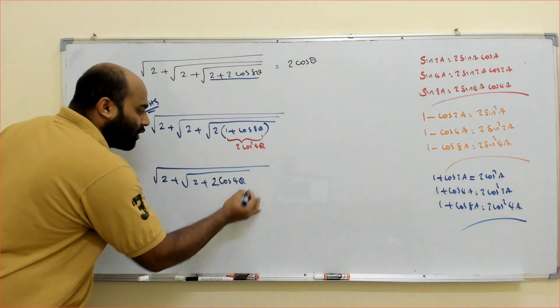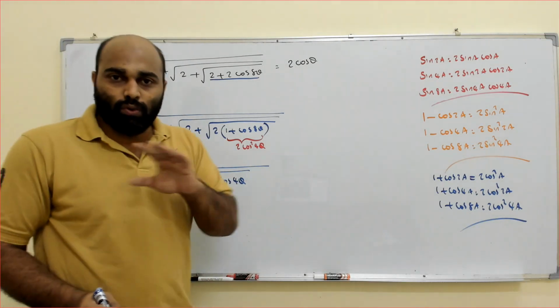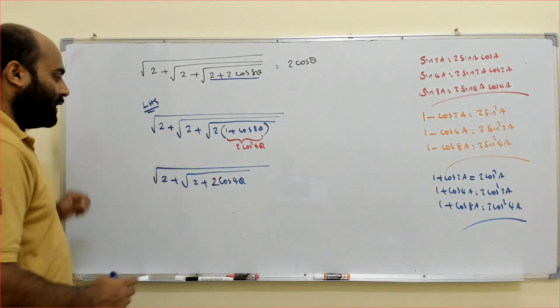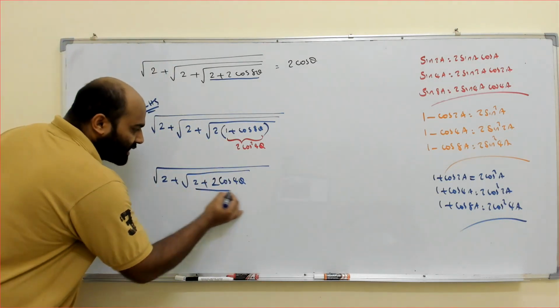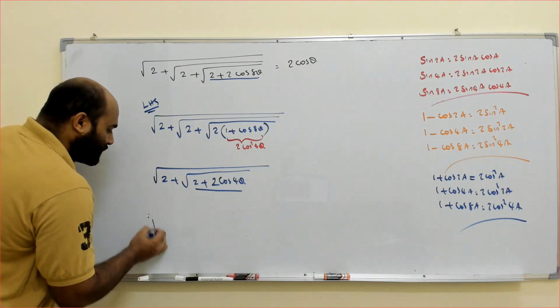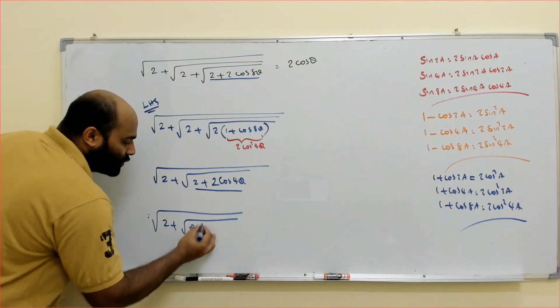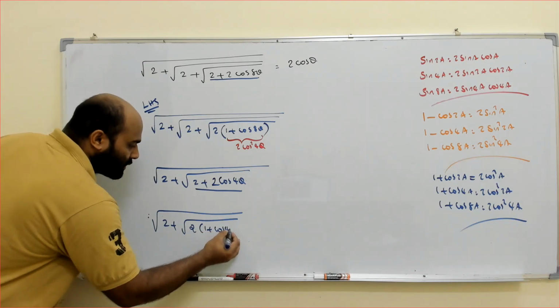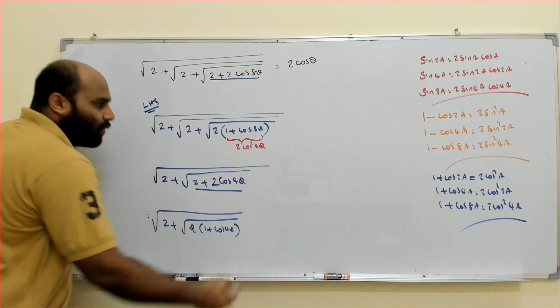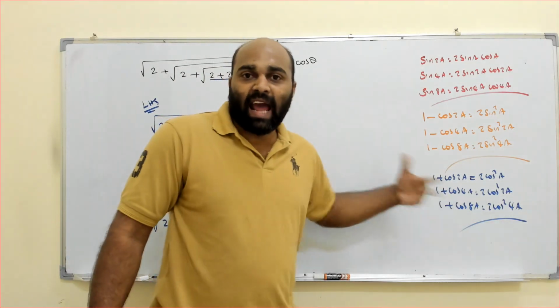By mistake, don't write 4 theta square root as 2. Don't write like that. Be careful. Again, what can we take outside? We can take 2 outside. So same procedure: 2 plus root of 2 into 1 plus cos 4 theta. You can understand why I wrote this one. Easily we can access the result.